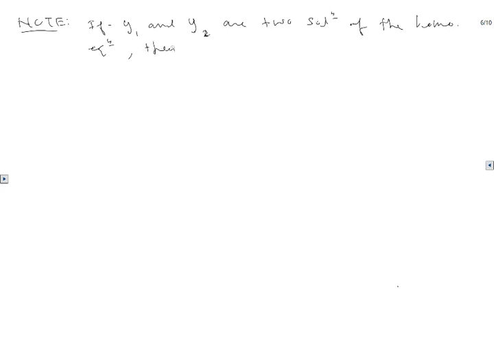So note: if y1 and y2 are two solutions of the homogeneous equation, then we know that y equals c1 y1 plus c2 y2 is also a solution. So we just learned that. If you know two solutions, then any linear combination of them is also a solution.